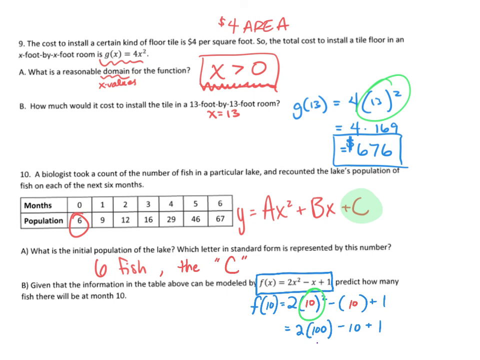So we got 2 times 100 is 200 minus 10 plus 1. 200 minus 10 is 190 plus 1 is 191. So 191 fish at 10 months. So f of 10.